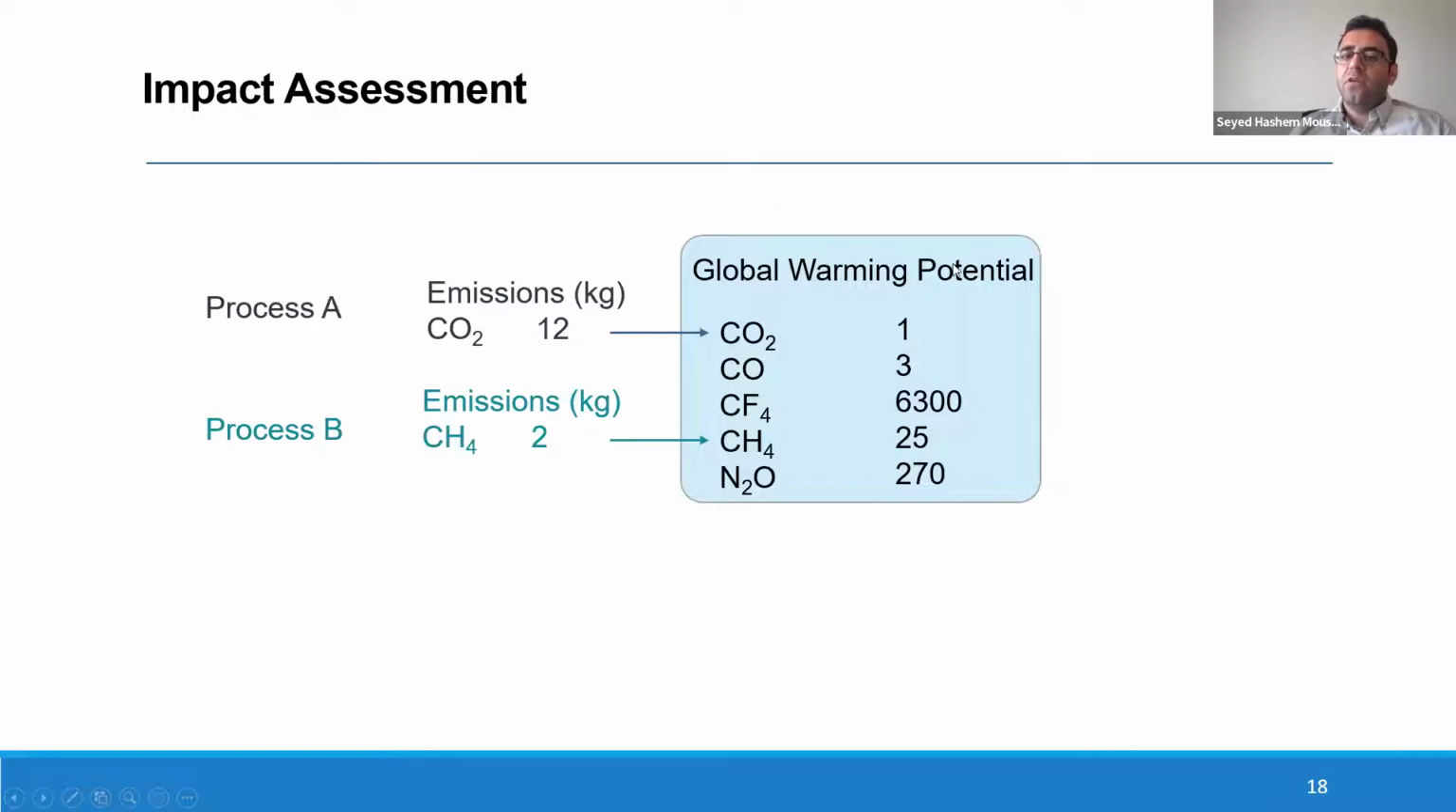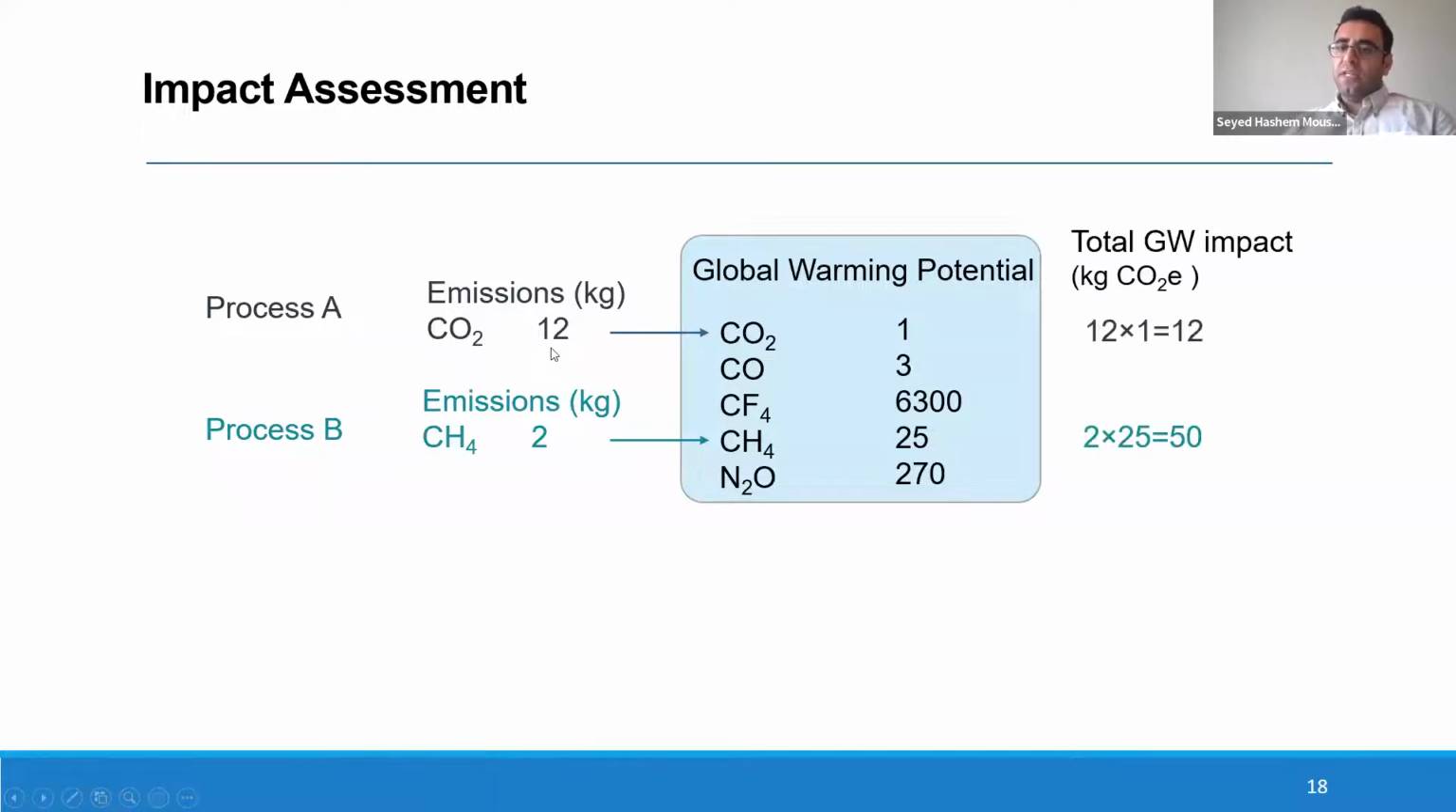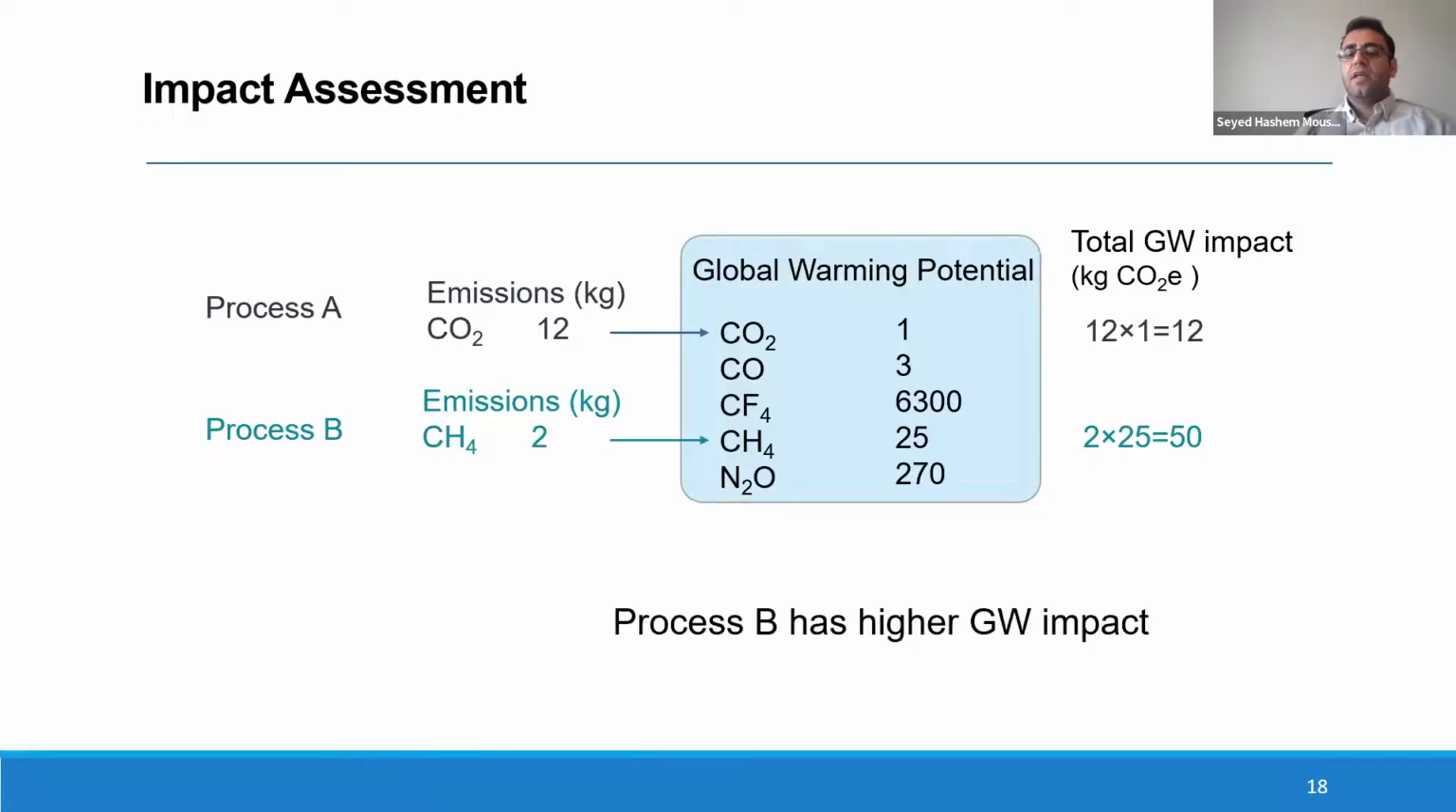So using these global warming potential factors, we can convert carbon dioxide and methane into carbon dioxide equivalent, which is the unit for global warming impact. And with that, we see that for process A, we have 12 kg of carbon dioxide equivalent, but for process B, we have 50 kg of carbon dioxide equivalent. And we see that process B has higher global warming impact.